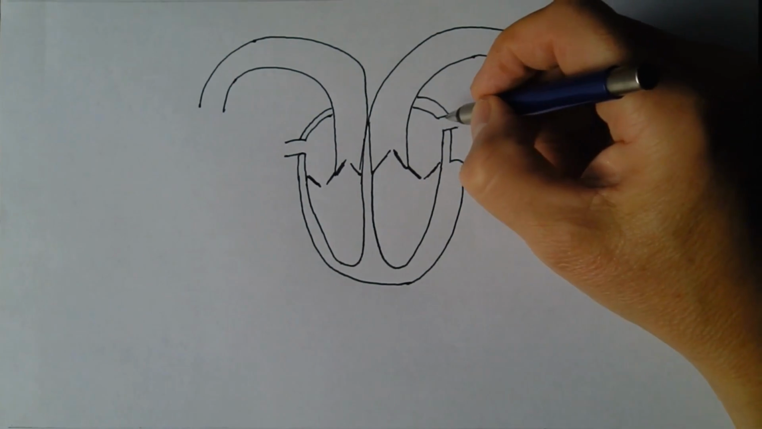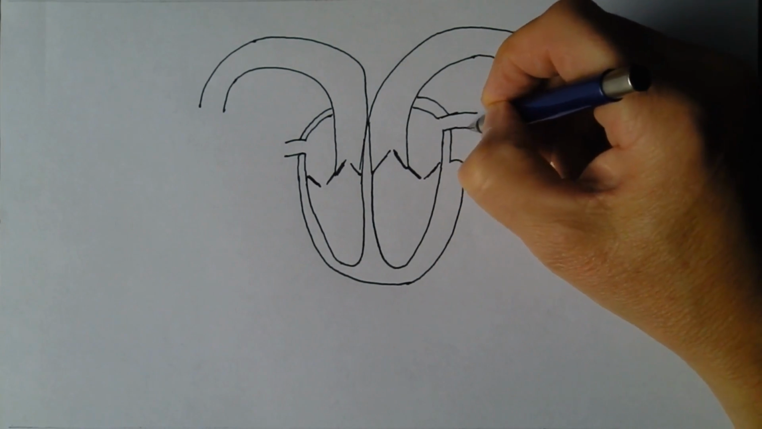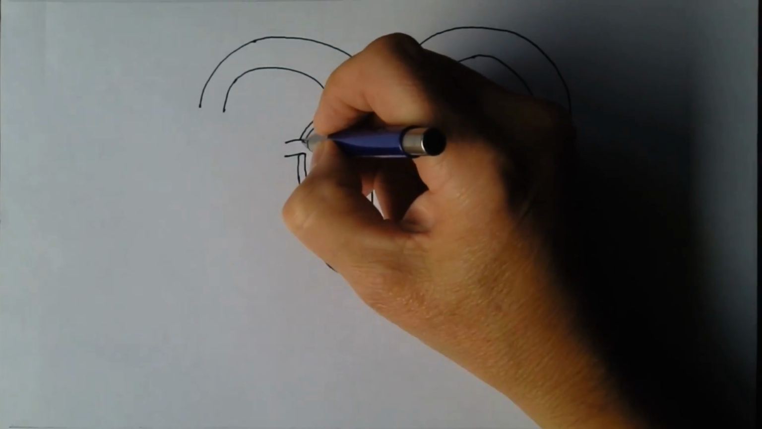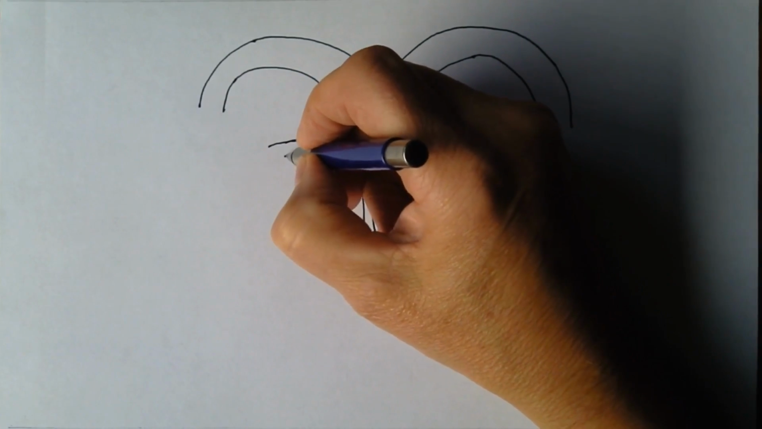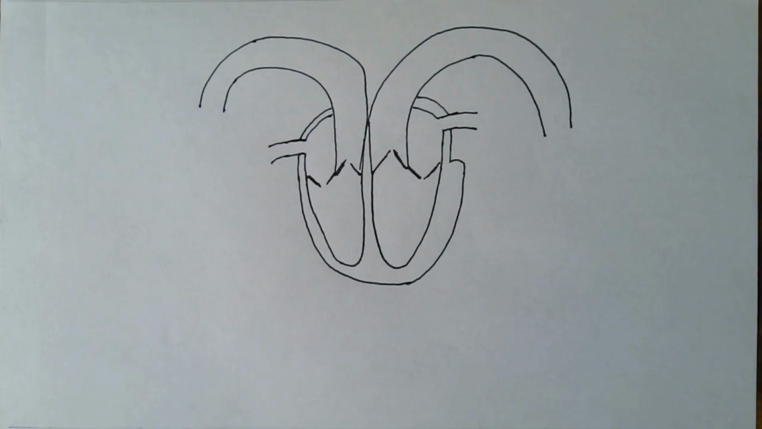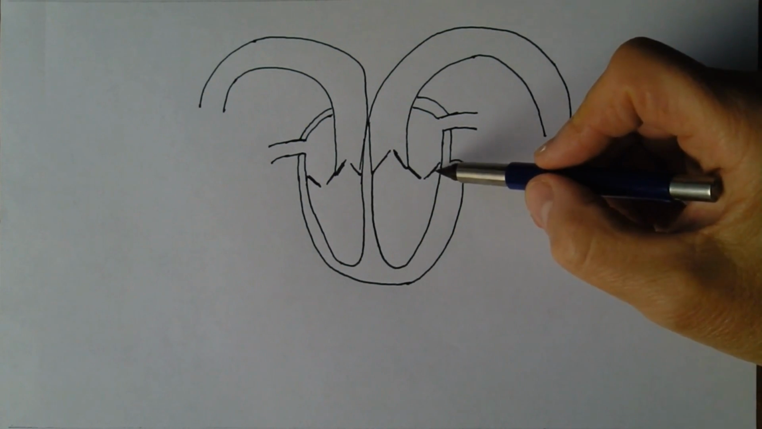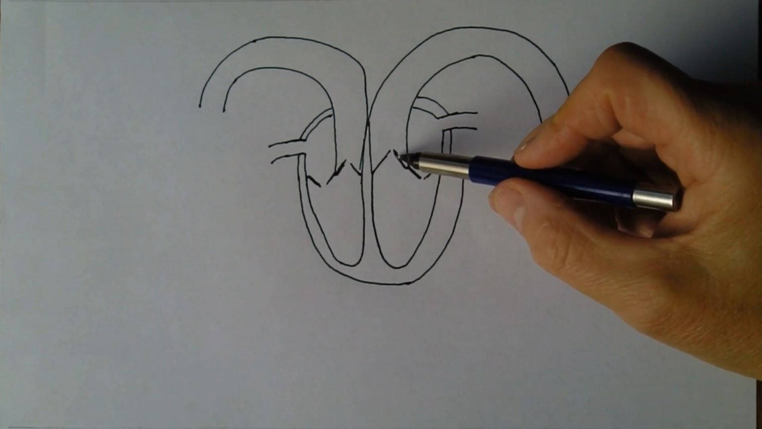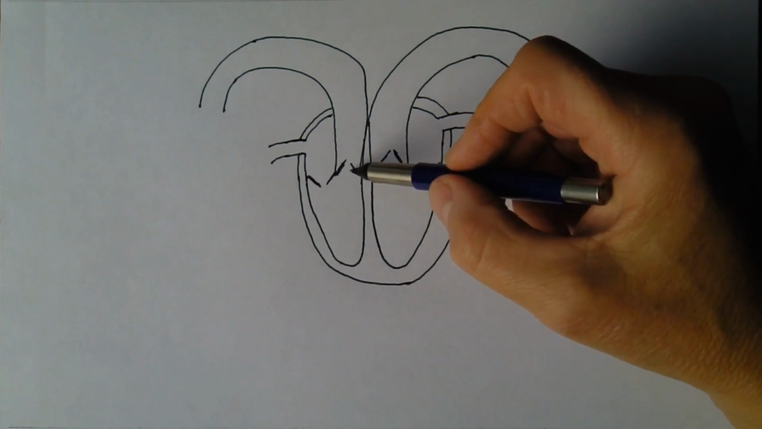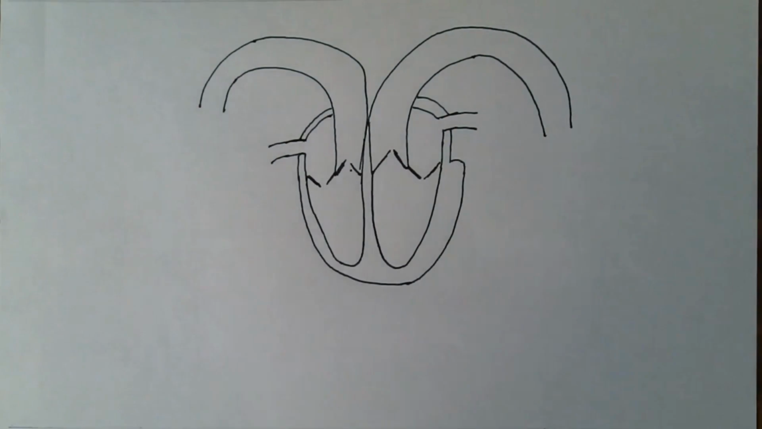This vessel here is going to be representing the pulmonary veins. This vessel here is representing the inferior and superior vena cava. This is the mitral valve, this is the aortic valve, this is the pulmonary valve, and that's the tricuspid valve. So that's the basic heart.